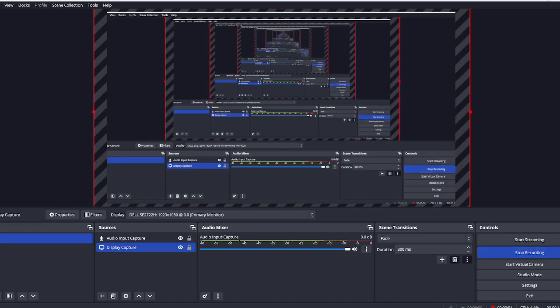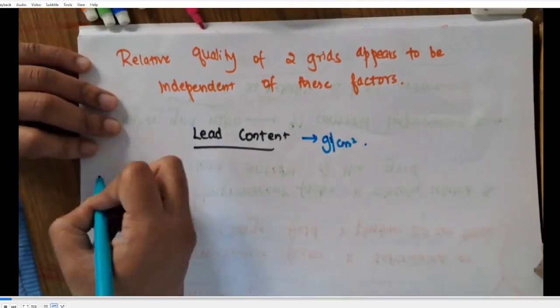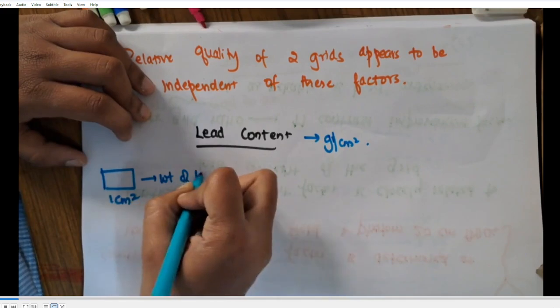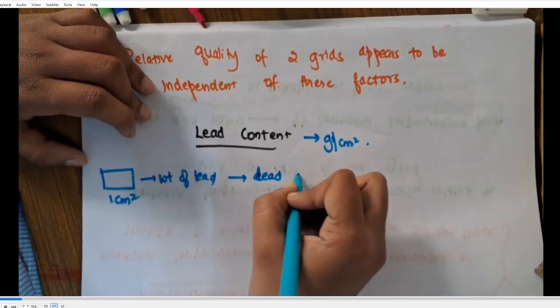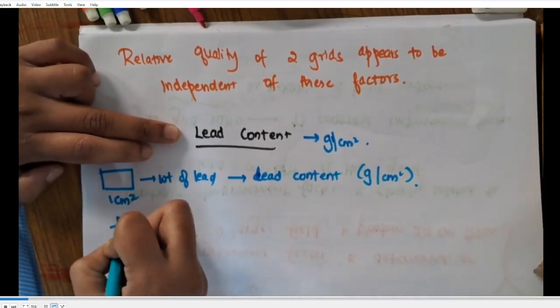Hello friends, let us now learn some important points about the lead content. So lead content of the grid is expressed as grams per centimeter square. An easy way to understand this lead content is to imagine cutting a grid up into 1 centimeter squares, then the weight in grams is the lead content of the grid.